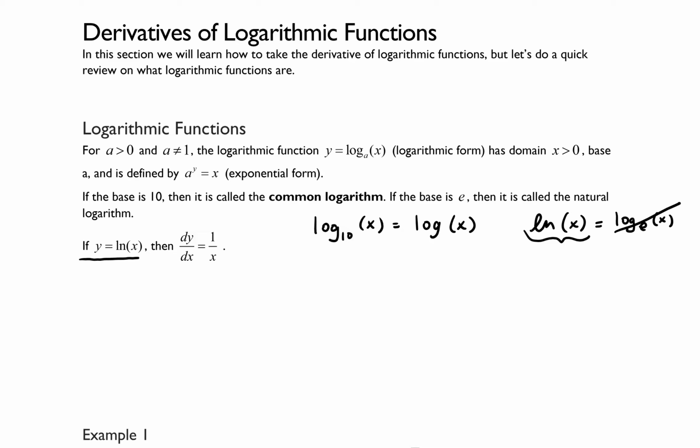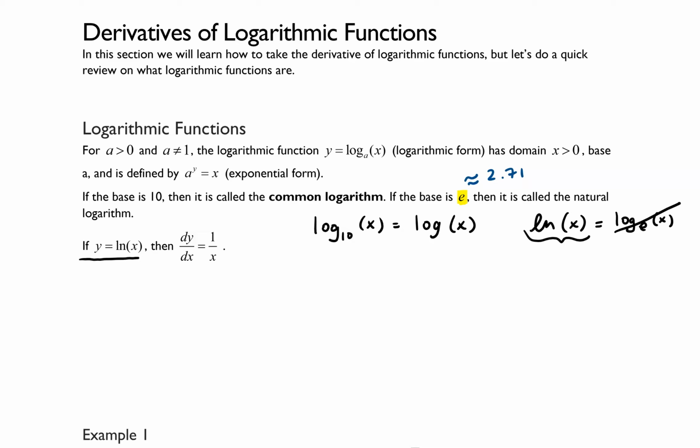Now, one quick thing that I would like to talk about before we jump into taking some more derivatives is that sometimes people don't know what the number e is. It's an irrational number kind of like pi, and it's approximately equal to 2.71, and it goes on forever, but that's the decimal approximation.